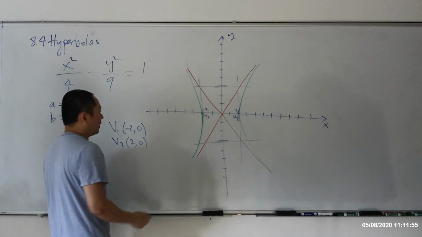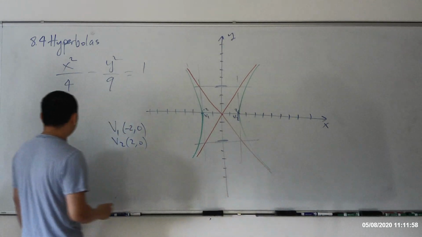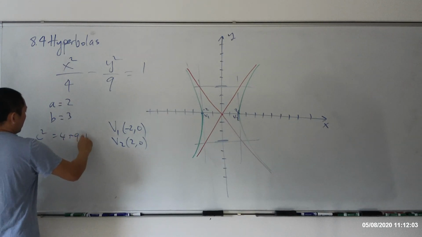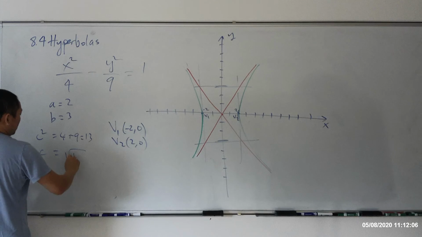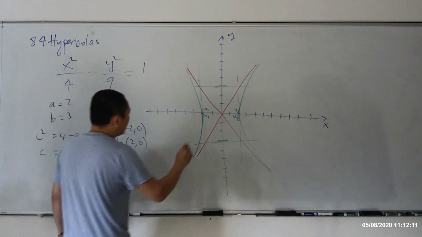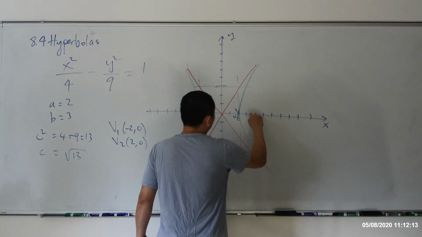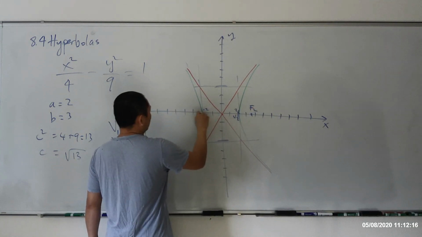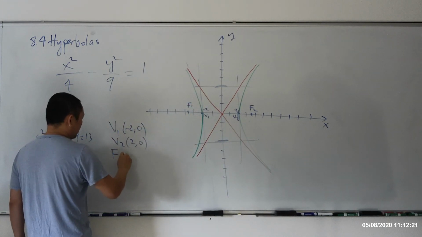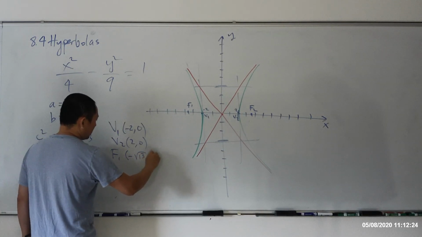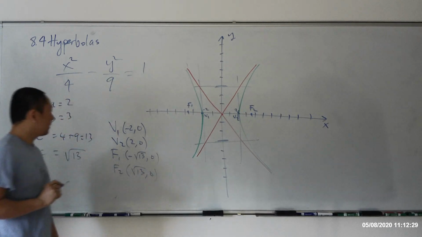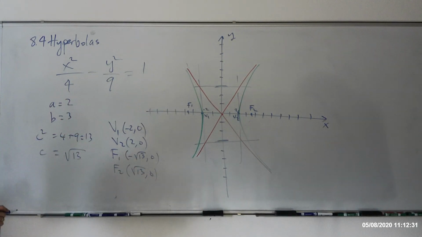The two foci are going to stay on the x-axis, and we can calculate c squared by adding them up: 4 plus 9 equals 13. So c is equal to square root of 13. Square root of 13 is bigger than 3 but less than 4, so somewhere in here. This is F2. F1 is at (negative square root of 13, 0). F2 is at (positive square root of 13, 0). Calculate c right here.